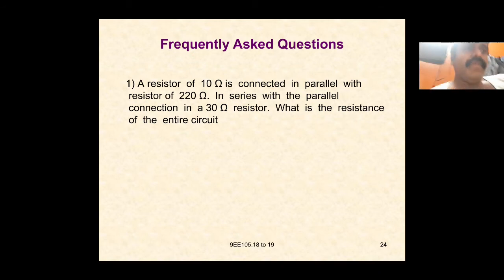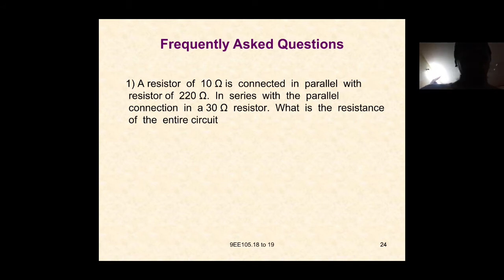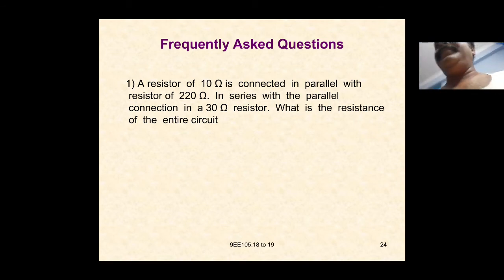A resistor of 10 ohms is connected in parallel with a resistor of 220 ohms, in series with the parallel connection of a 30 ohm resistor. What is the resistance of the entire circuit here?